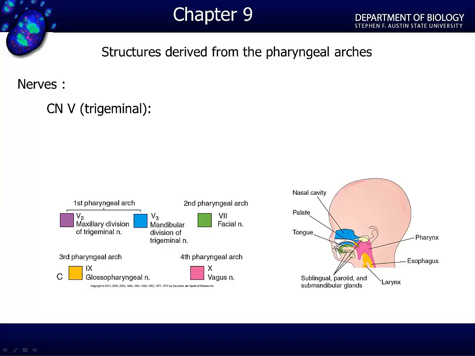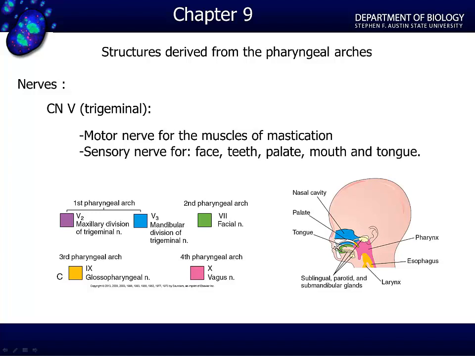Nervous tissue. As we look at our nerves, we're going to see that the trigeminal nerve, cranial nerve number 5, is going to serve a broad range of structures. We've got motor nerves for the muscles of mastication. We have sensory nerves for the face, teeth, palate, mouth, and tongue. So the trigeminal nerve, number 5, is going to serve our first arch derivatives. You can see the maxillary division in purple. We've got the mandibular division in blue. And then we can see we have other cranial nerves that are going to serve the other components. We've got the facial nerve, the glossopharyngeal nerve, and then the vagus nerve.